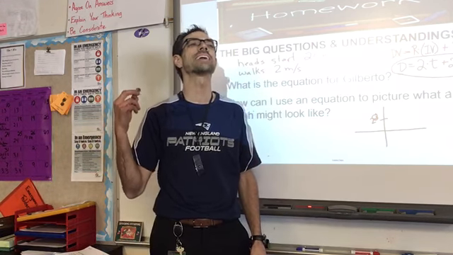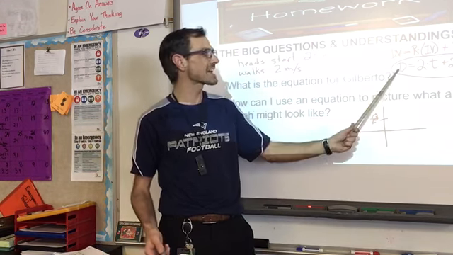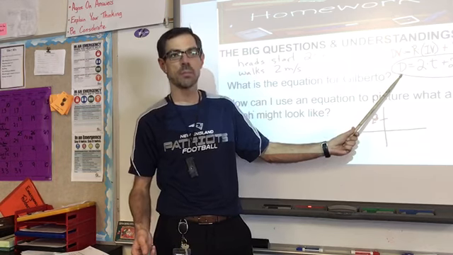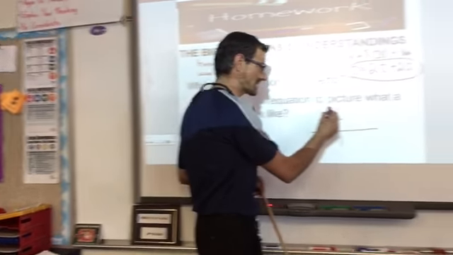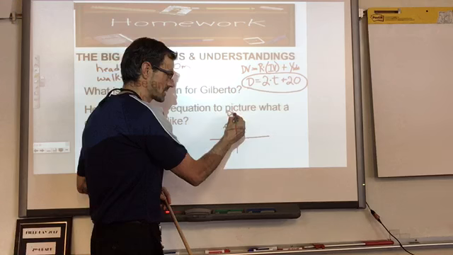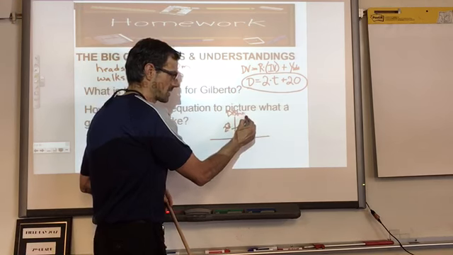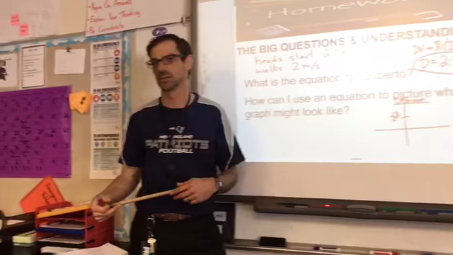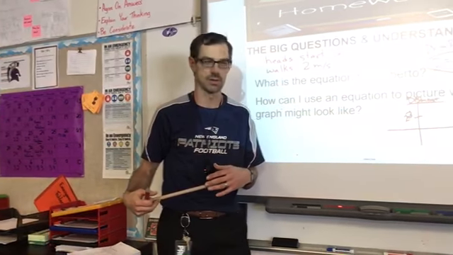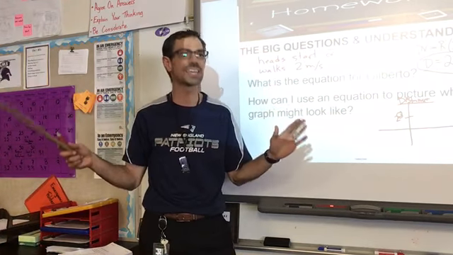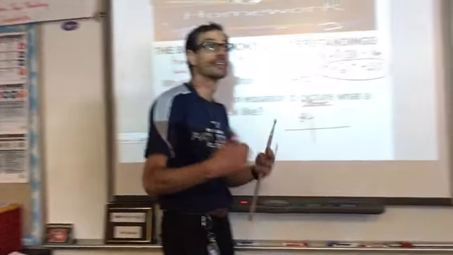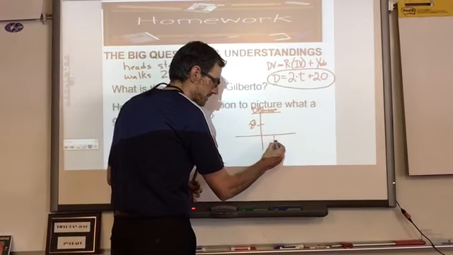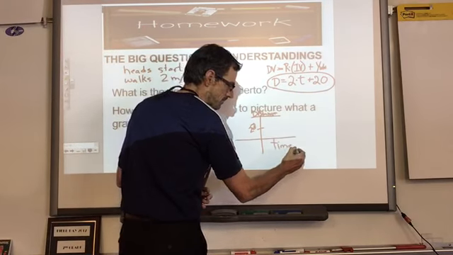It is my distance. My y-axis is always my dependent variable. So this axis is distance. If this axis is distance, what's the other one? Time. Your rate is a constant. You don't graph it, right? It's what shows up. So then this is time.